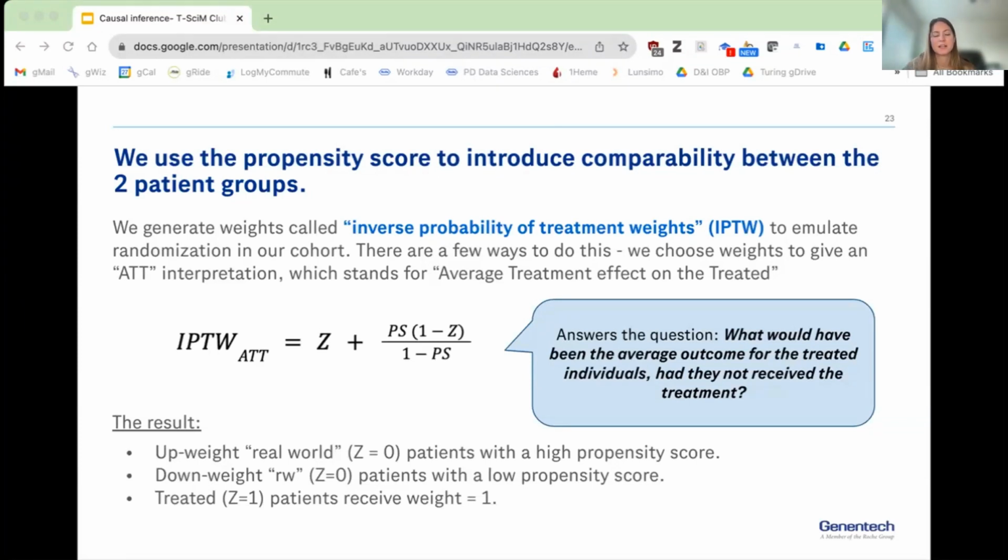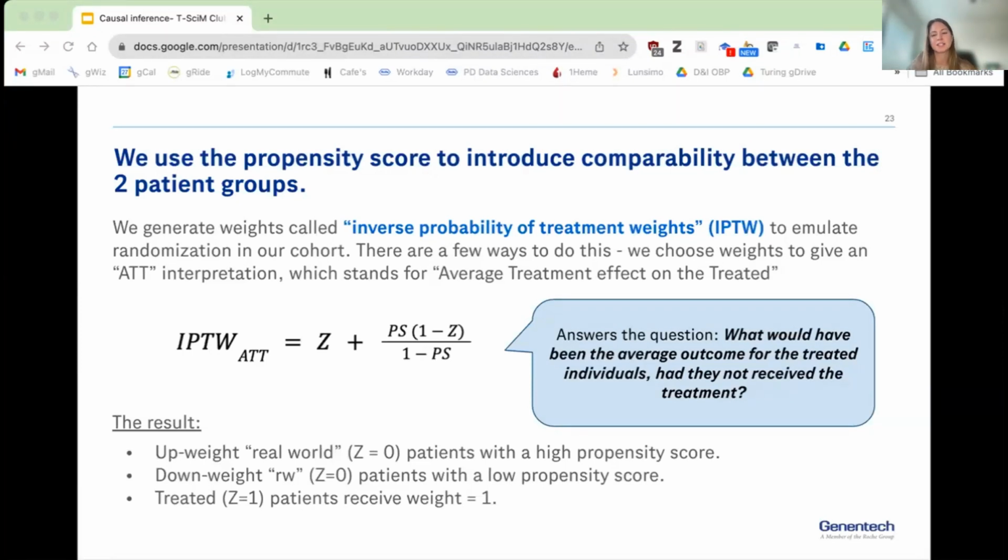to each other. There are a few ways to do this, and here I show the formula for ATT IPTW, which stands for average treatment effect on the treated. This equates to assigning basically a weight of 1 to the trial patients, that's our treatment group of interest, and reweighting only the control group. The result is that we upweight patients in the control group with a high propensity score, those patients who look more like trial patients, and we downweight patients who are very different from our trial patients.